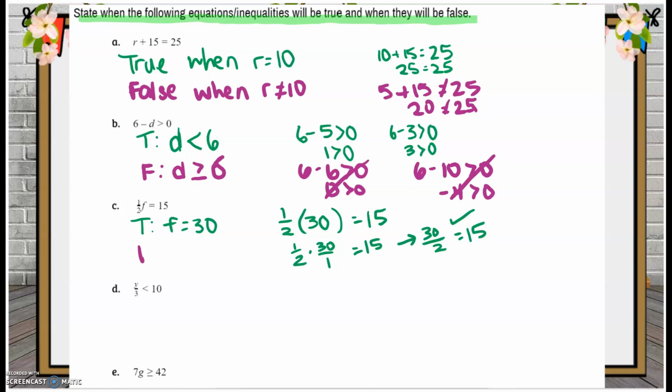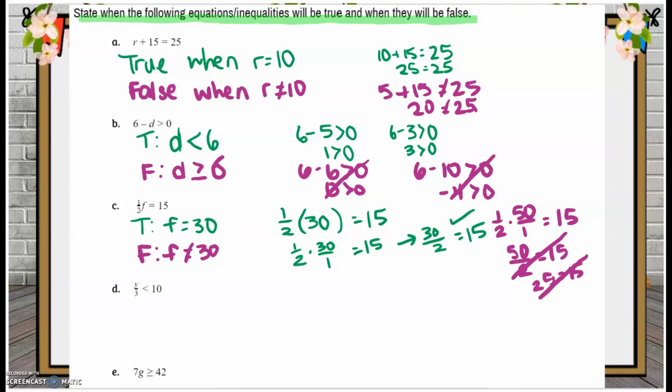So what would be my false statement? Any number that's not 30. For example, let's try, I don't know, 50, right? Let's try f is 50. So 1/2 times 50, or 50 over 1, does that equal 15? Well, 50 over 2, does that equal 15? That is a no, because 25 does not equal 15. That's false, okay? So any number that's not 30 would give me a false statement.